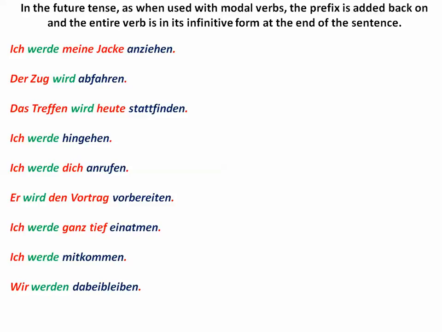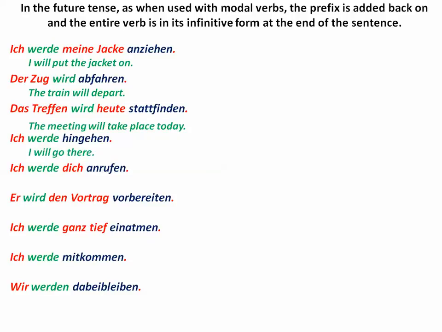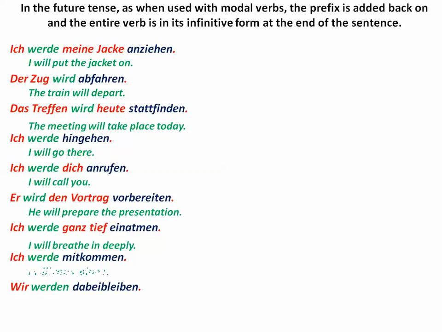So ich werde meine Jacke anziehen is I will put the jacket on. Here you see anziehen is back together in its infinitive form here at the end. Der Zug wird abfahren, das Treffen wird heute stattfinden, ich werde hingehen, ich werde dich anrufen, wird den Vortrag vorbereiten, ich werde ganz tief einatmen, ich werde mitkommen und wir werden dabei bleiben.